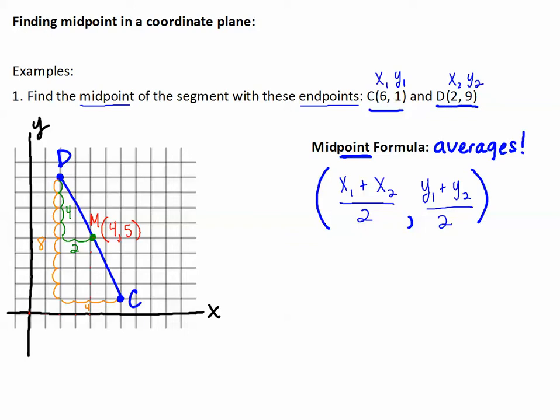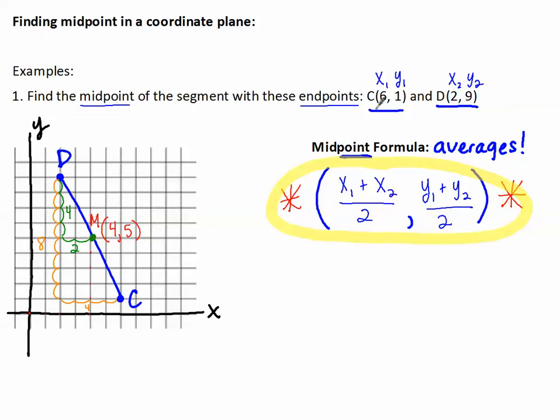Now this is a really useful formula, so let's note it by maybe starring it or putting it in a box or highlighting it, because we really need to know it. This is a really, really important formula. Now let's look at how we can use it to calculate this midpoint.